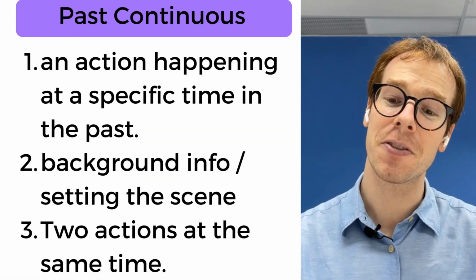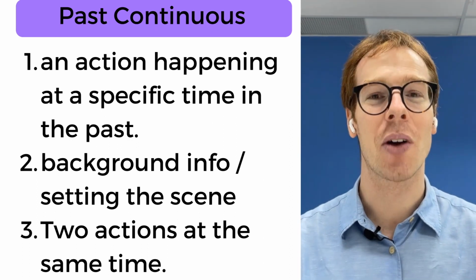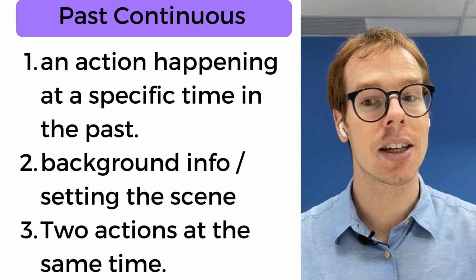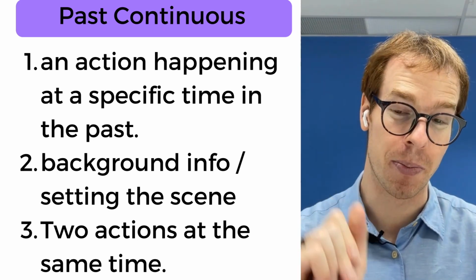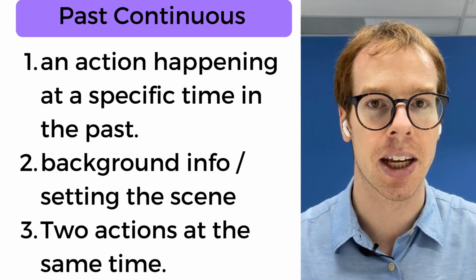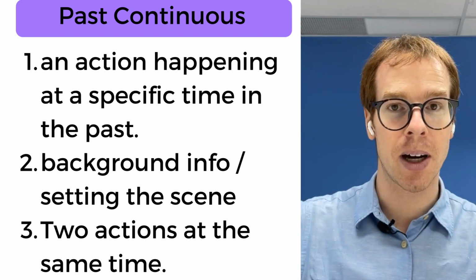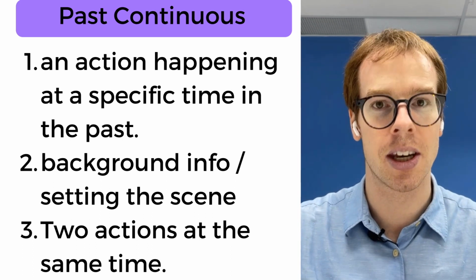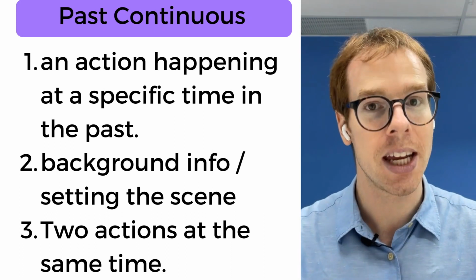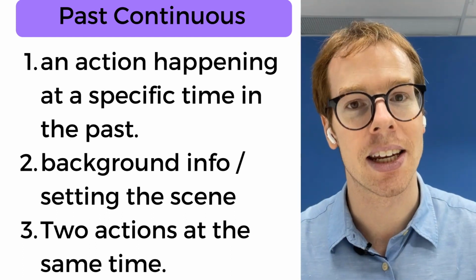Well, there's a couple different situations actually where we use ing. First reason, actions happening at a specific time in the past. Second is for some background info. And third is for actions happening at the same time. I do a full video about this if you look up past continuous, Teacher's Mark and Matt, but I'll give you the gist of it. I'll give you the summary of this grammar right now.